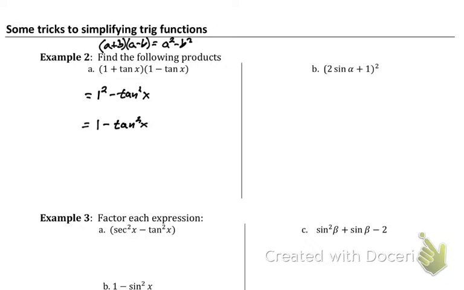Okay, another thing that tricks people is this little squared thing. They think it distributes in here. It does not. It just makes 2 of them. So we should have 2 sine alpha plus 1 times 2 sine alpha plus 1.